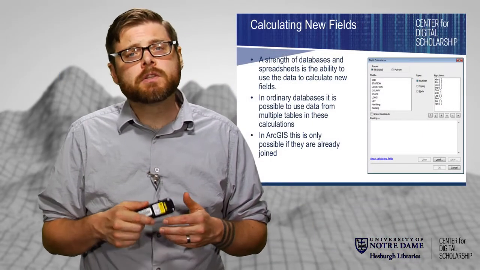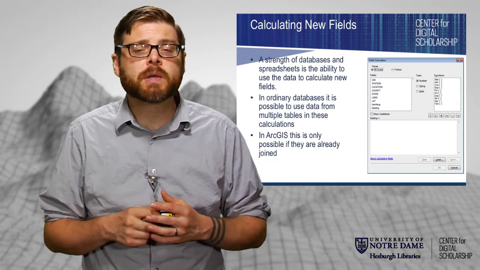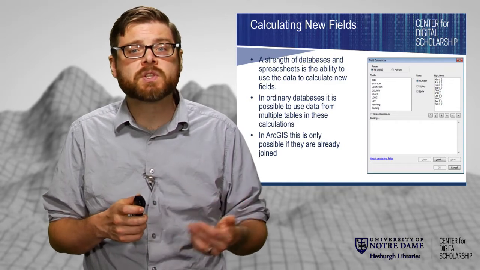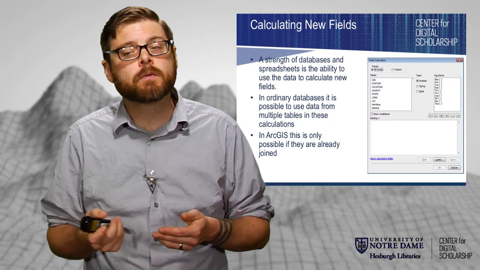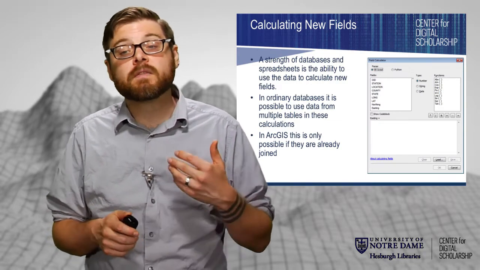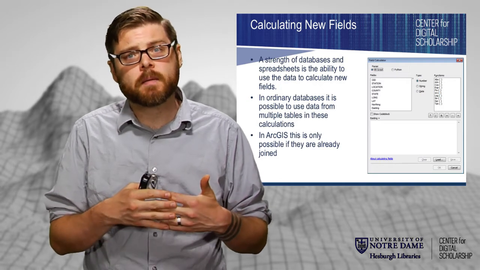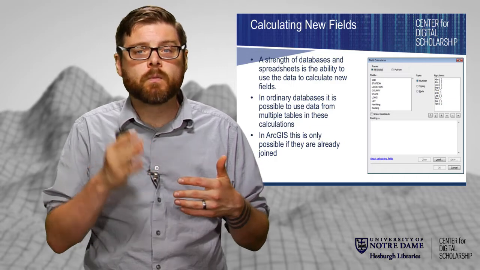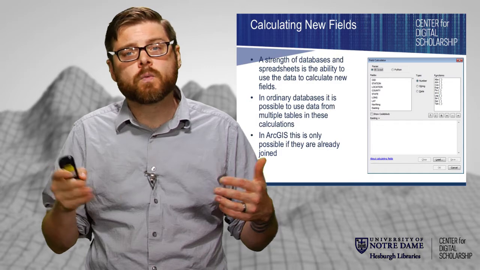Now, something else that we can do with these tables and databases is we can calculate new fields. So just like we would in a spreadsheet, we can make an equation to calculate a new field that was, say, total population if all we had was population of different ethnic groups. We can even do this with multiple tables put together, as long as they're joined. As long as we have those tables joined, we could use data from one table and data from multiple different tables to create one new field.